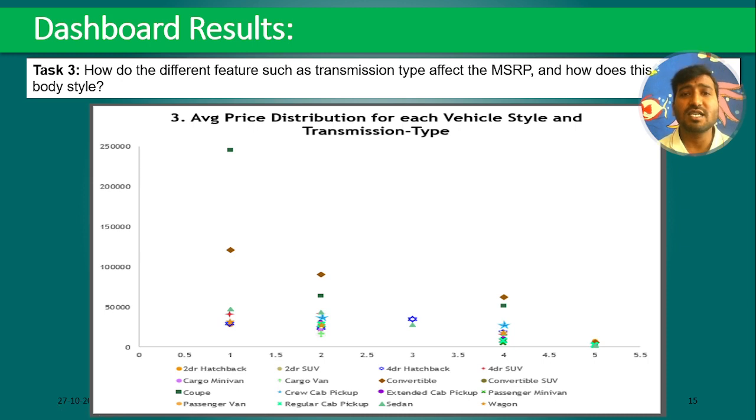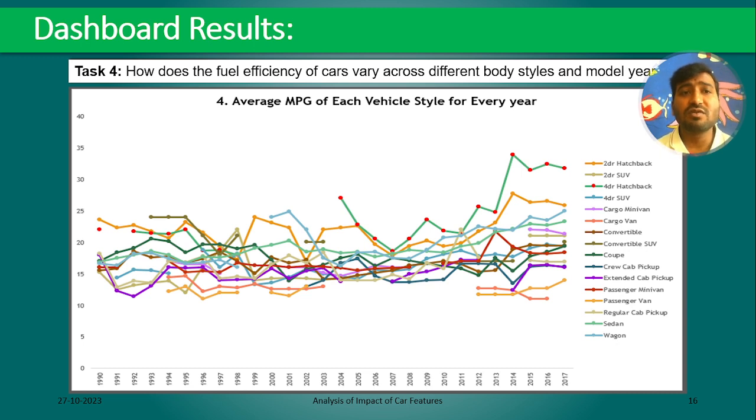Coming to the third task, it is the scatter chart between the transmission type and MSRP, on the price distribution. Coming to the fourth task, fuel efficiency of cars across different body styles and model years. On the x-axis the timeline is showing the year, along with the transmission type, and the line is showing the car model.